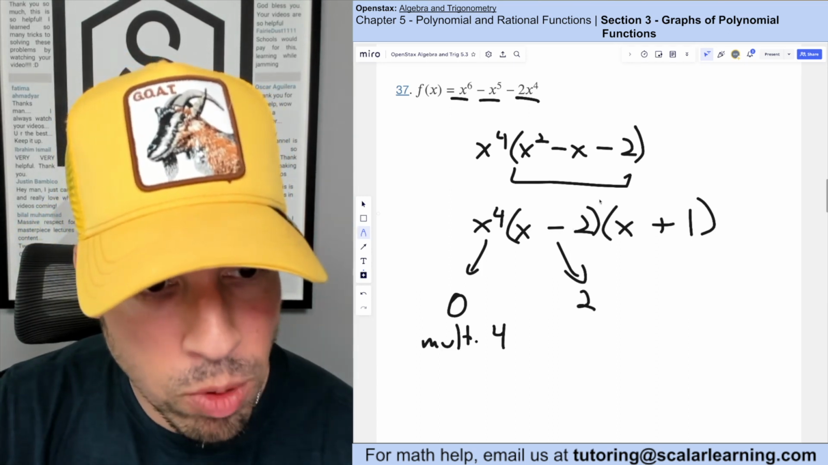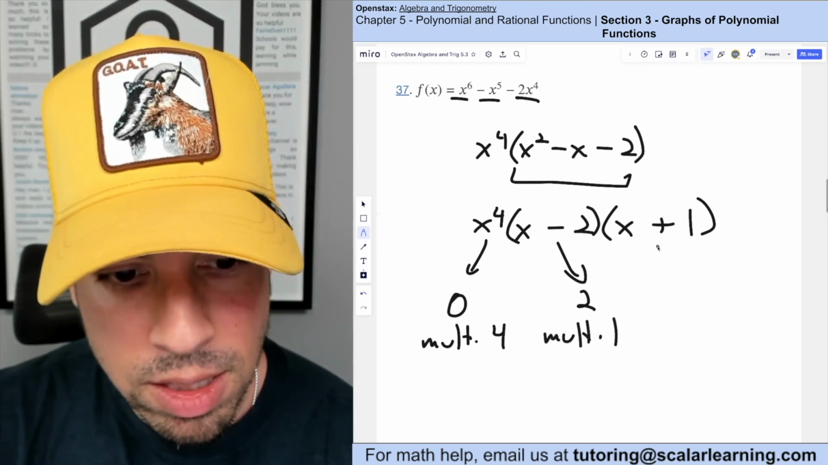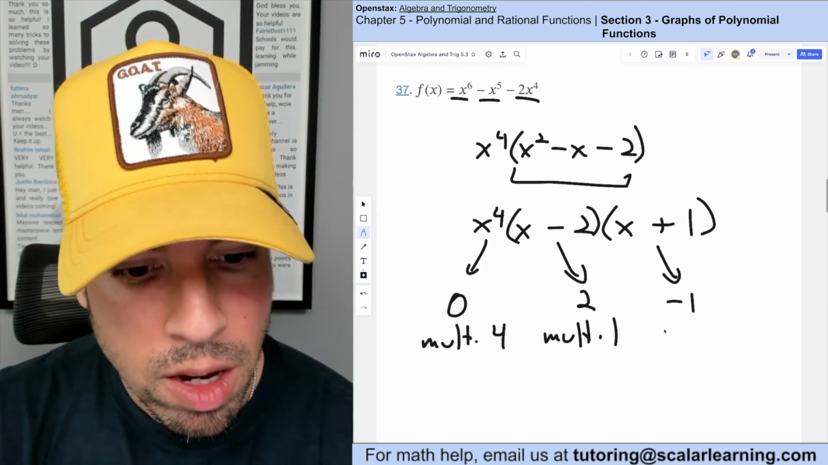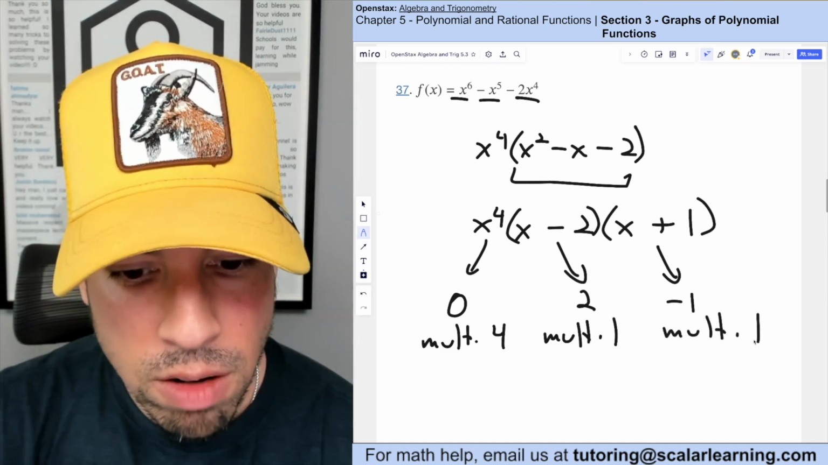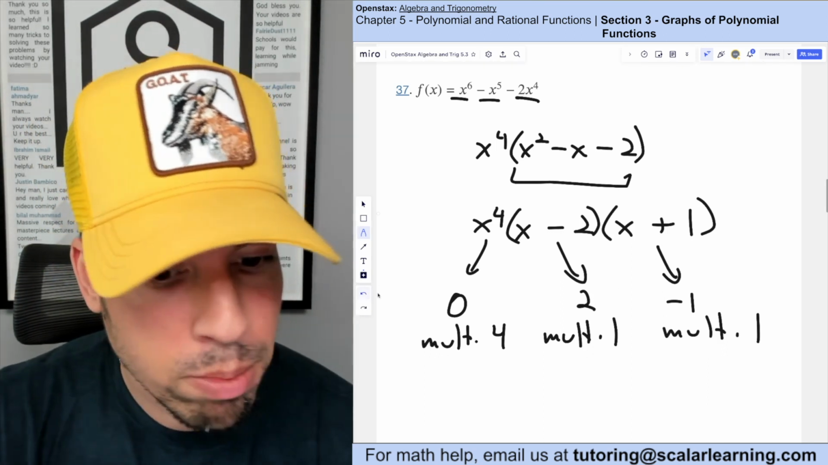And since there's an exponent of 1, this is going to have a multiplicity of 1. Last but not least, this is going to have a 0 of negative 1, right? Because negative 1 plus 1 is 0, with a multiplicity again of 1, because there's an invisible 1 exponent in front of that binomial. Boom, done.